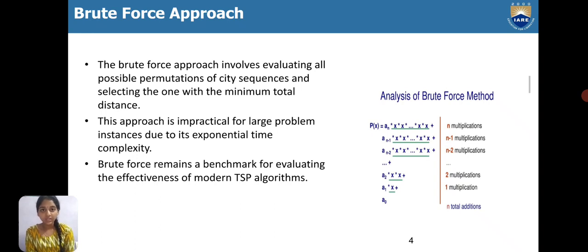Coming to the brute force approach. The brute force approach involves evaluating all possible permutations of city sequences and selecting the one with the minimum total distance. By evaluating all the permutations of the cities, we will find the minimum total distance of the problem. This approach is impractical for large problem instances due to its exponential time complexity. Brute force remains a benchmark for evaluating the effectiveness of modern TSP algorithms.